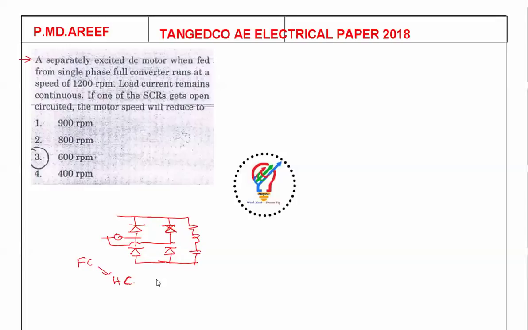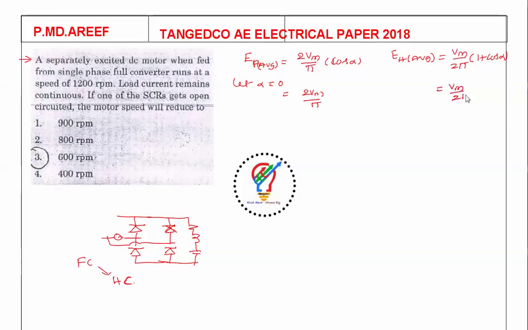So in the full converter, let us consider the first case. The full converter average, let me take E_F average, F for full. E_F average is equal to 2 Vm by pi into cos alpha. Now the second case, it's a half converter. The formula is E_H average is equal to Vm by 2 pi into 1 plus cos alpha. The alpha value is not given. Let us assume alpha is equal to 0. That means 2 Vm by pi, and here it is going to be Vm by 2 pi into 2.